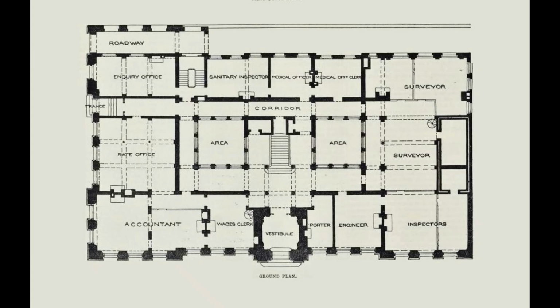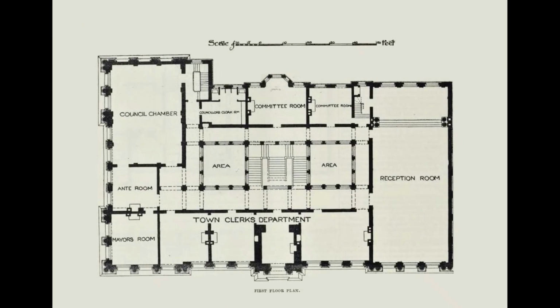If we examine the plan, we can see that the building was rectangular with two quadrangles at the centre to illuminate the internal offices. A vestibule led to the grand stair hall, which swept up to the first floor. The rest of the ground floor was occupied by offices for borough officials. On the first floor was a grand reception room for public functions, a mayor's parlour and a council chamber.